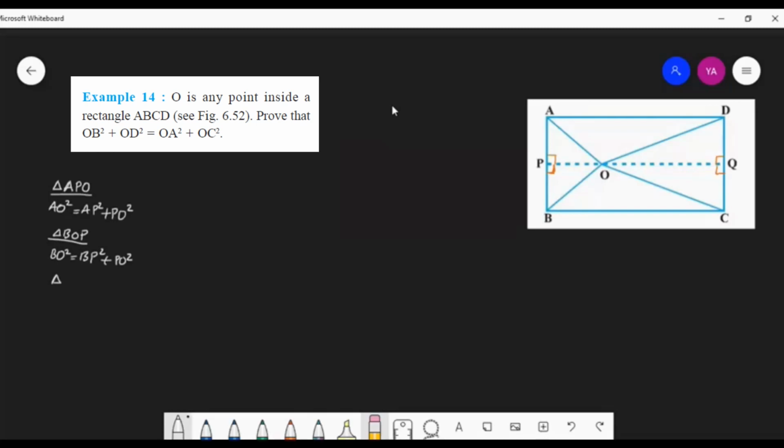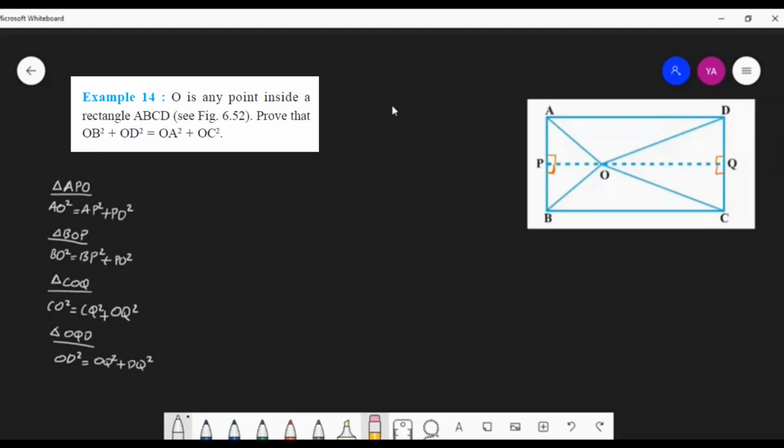Okay, next triangle COQ, we can take COQ. So what will come? CO square is equal to CQ square plus OQ square. Then the next and last triangle OQD. OD square is equal to DQ square plus OQ square, yes, OQ square plus DQ square.